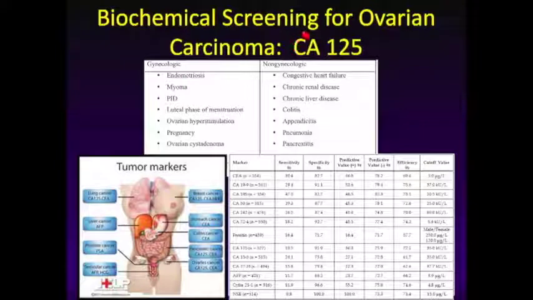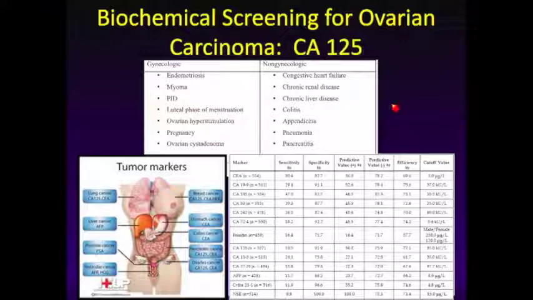And everybody is familiar with CA-125. Everybody's heard of CA-125, right? We use it all the time. What are the problems with it? The problem with it is that there's a lot of things that do it. In premenopausal women, it doesn't mean a whole lot. Endometriosis can do it, fibroids do it, PID, menstruation, hyperstimulation, pregnancy. And then there's a lot of non-gynecologic things that can elevate CA-125.